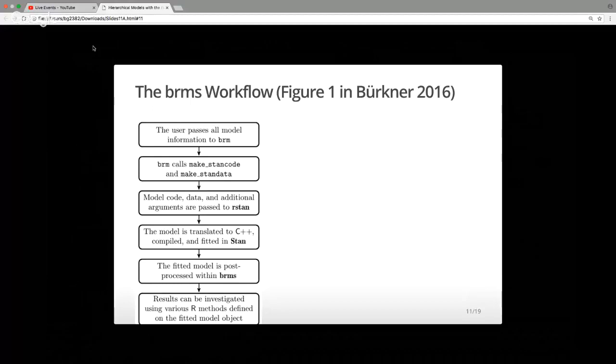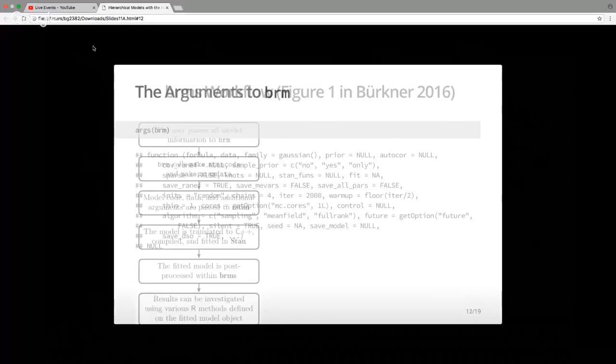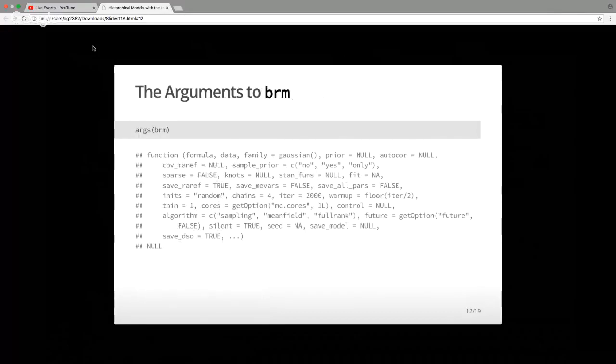Whereas, with rstanarm, the human does all this stuff relating to Stan, and the user basically just passes the formula and the data to these R wrappers around precompiled Stan functions, and then the last couple steps are basically the same. So what is this BRM function?